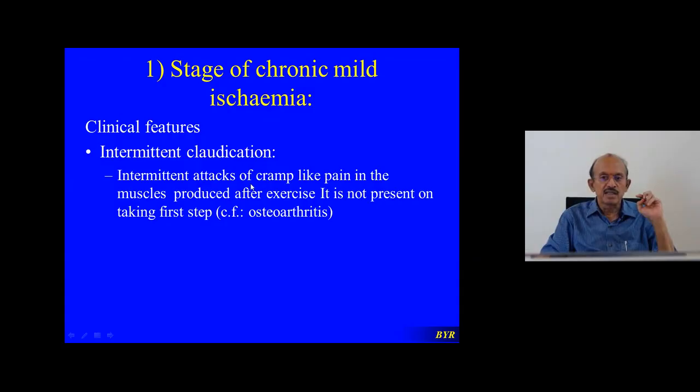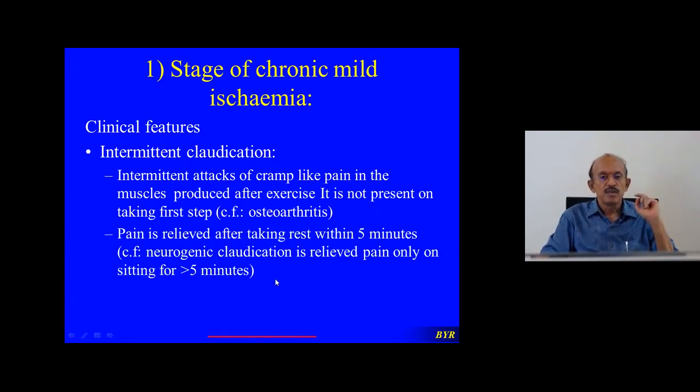So there are intermittent attacks of cramp-like pain in the muscles produced after exercise. It is not present on taking the first step. So when the patient has started his walk, there is no pain. Only after walking for some distance, he gets pain. In case of osteoarthritis, also there is pain on walking, but the pain starts immediately after taking the first step, not after walking for some time. So that is where you can differentiate. Then pain is relieved after taking rest within 5 minutes.